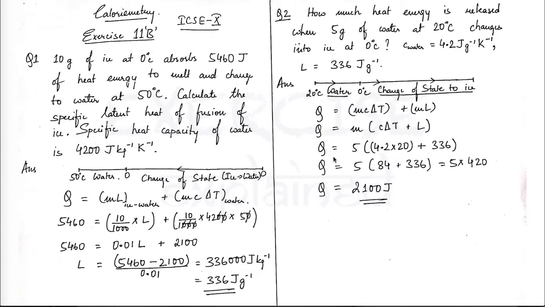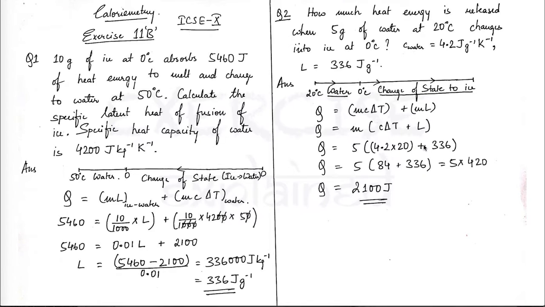I just substitute the values here. So 5 into 4.2 into 20, because the specific heat capacity is given in joules per gram and the mass is also there in grams. So I have not considered converting it. Plus 20 is the delta T, that is change in temperature, because the water at 20 degrees gets converted to 0 degrees. So 20 minus 0 will give us 20.